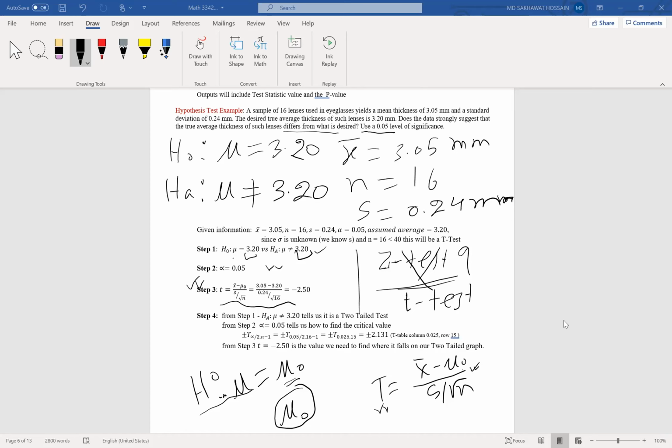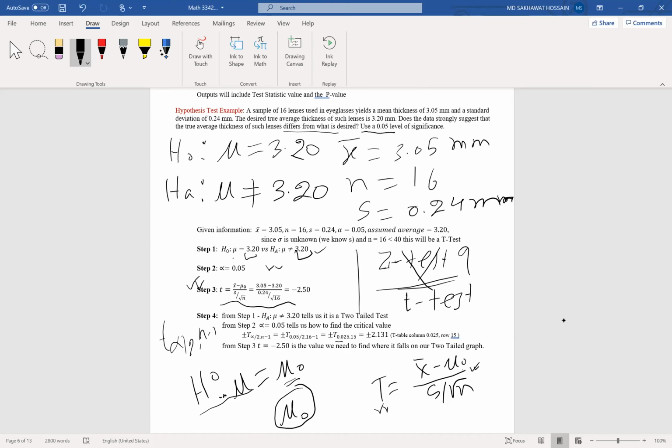So here the alpha is 0.05, and based on this alpha, you will find the critical value. So what is the critical value in this case? Since this is a t-test, the critical value is t, and this is a two-tailed test. So it will be t alpha over 2, n minus 1. The degrees of freedom is n minus 1. Here n is 16, so n minus 1 is 15. So the degrees of freedom is 15 and alpha over 2 is 0.025.